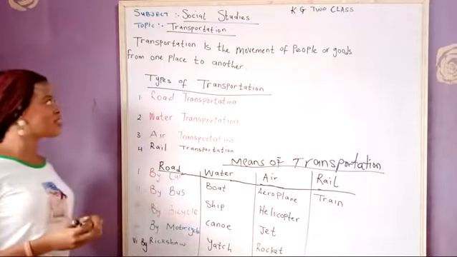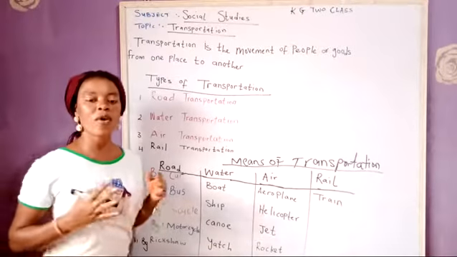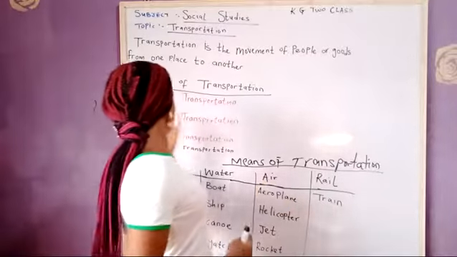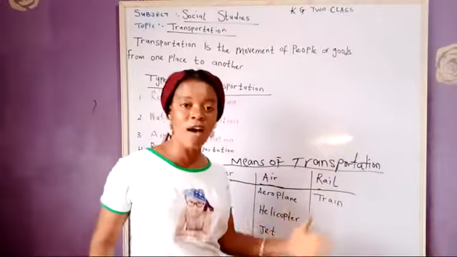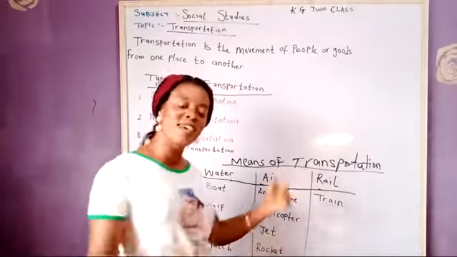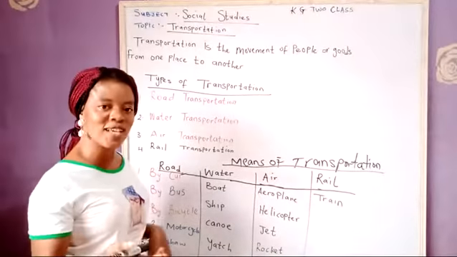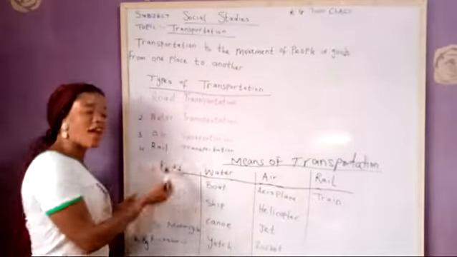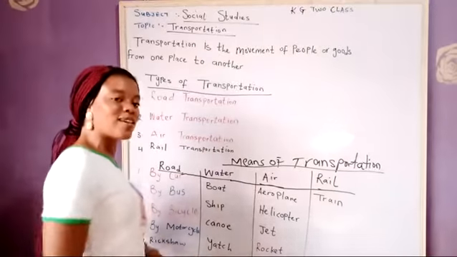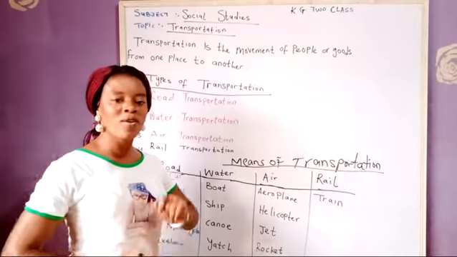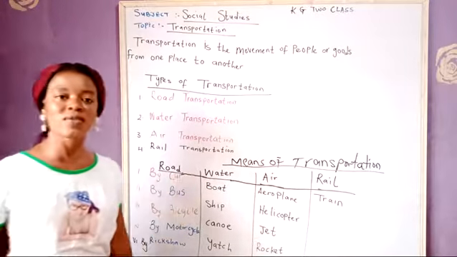Now let's learn the types of transportation. We have 4 means of transportation. We have transportation by road, which is called road transportation. Which other one again? We have water transportation. Good. Then we also have air transportation. The last one is rail transportation. Good. Say it for yourself. Now let's take it one after the other.